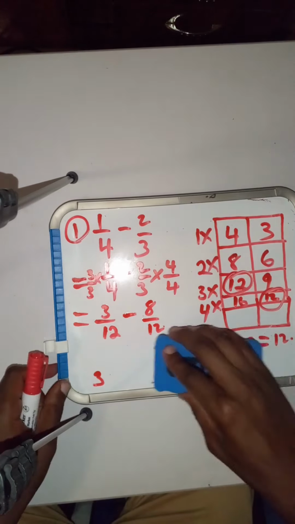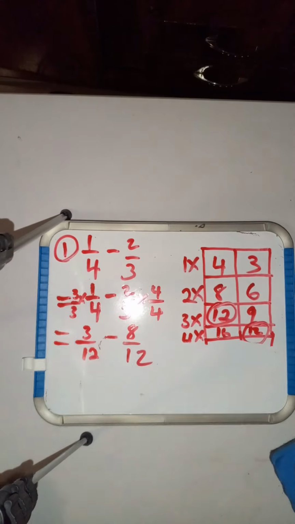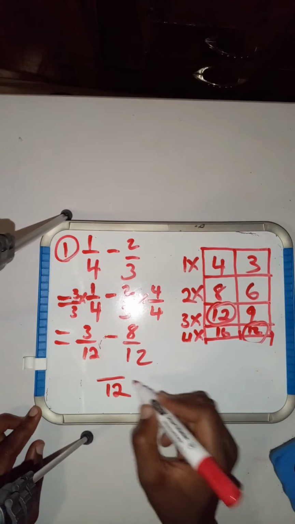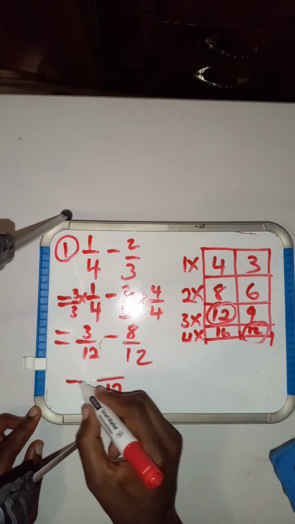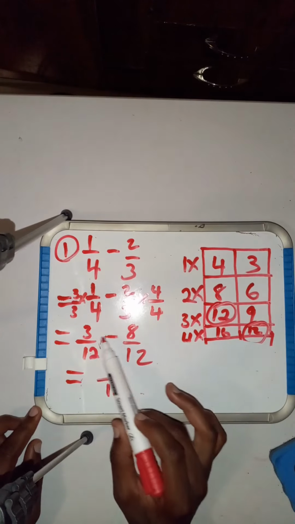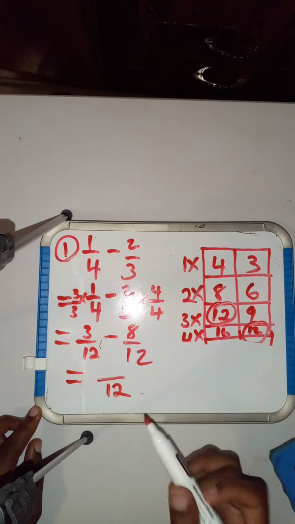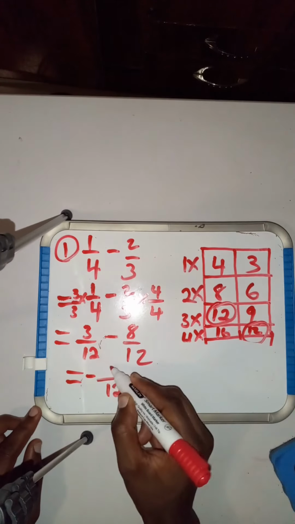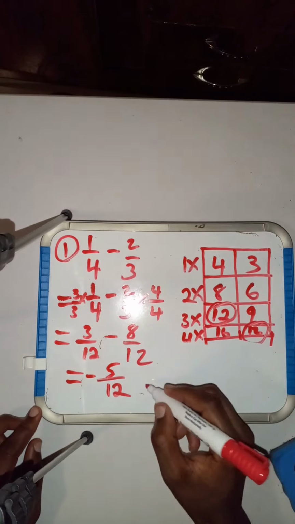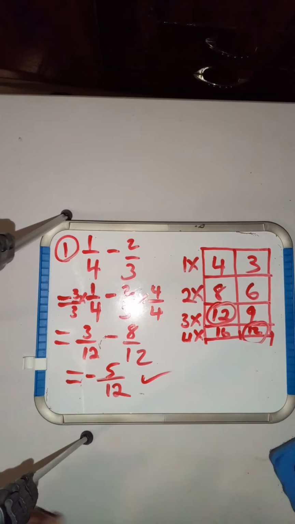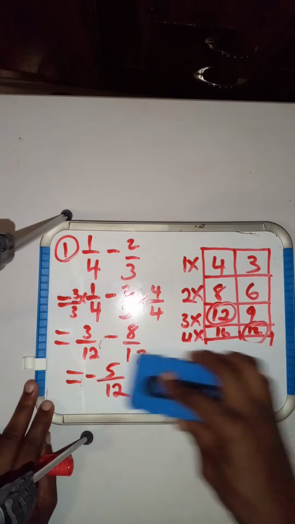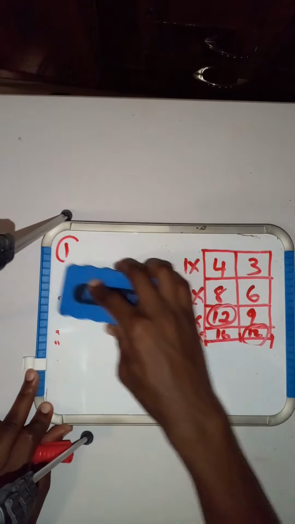Now we have 12 as our LCD. Now we need to say 3 minus 8. 3 minus 8, that is -5. So this is our answer. Our answer is -5/12. Okay, now let us move on to example number 2.